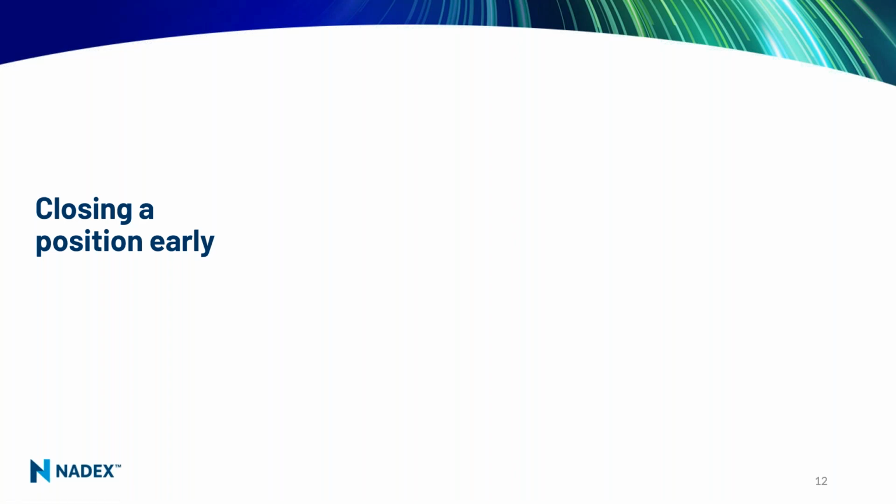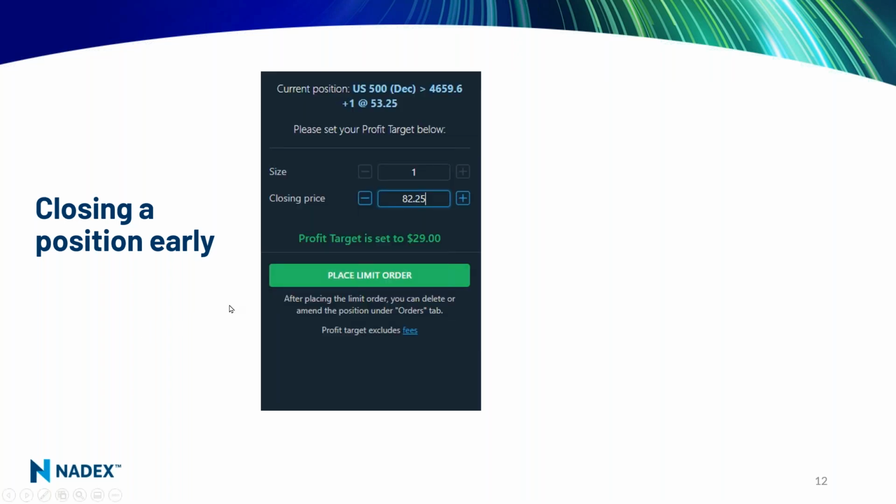Now, at Nadex, we do help you a bit with your ability to close a position early. We have some functionality baked into the platform. So here's an instance where we know what my position is. I bought one of these at 53 and a quarter. And the condition's up here: I bought, will the S&P 500 be greater than 46.59?